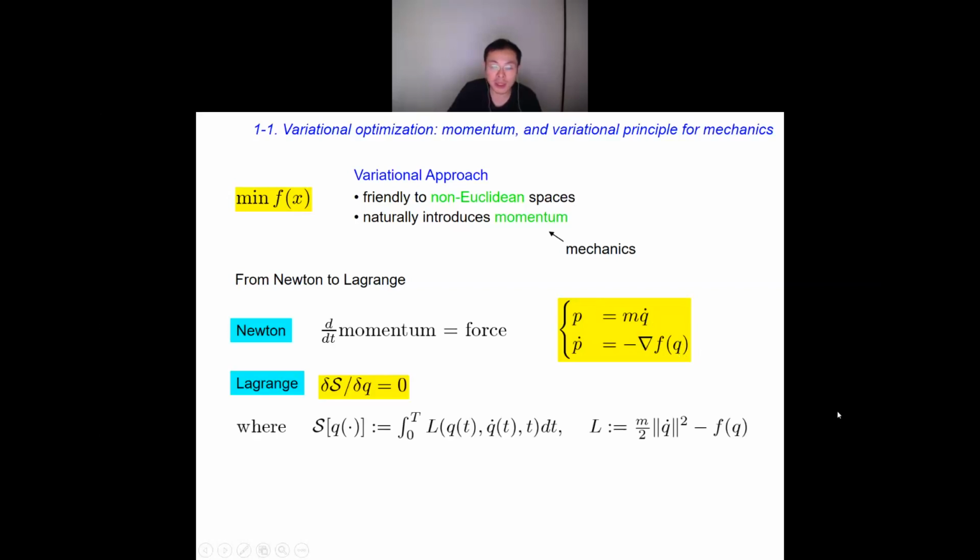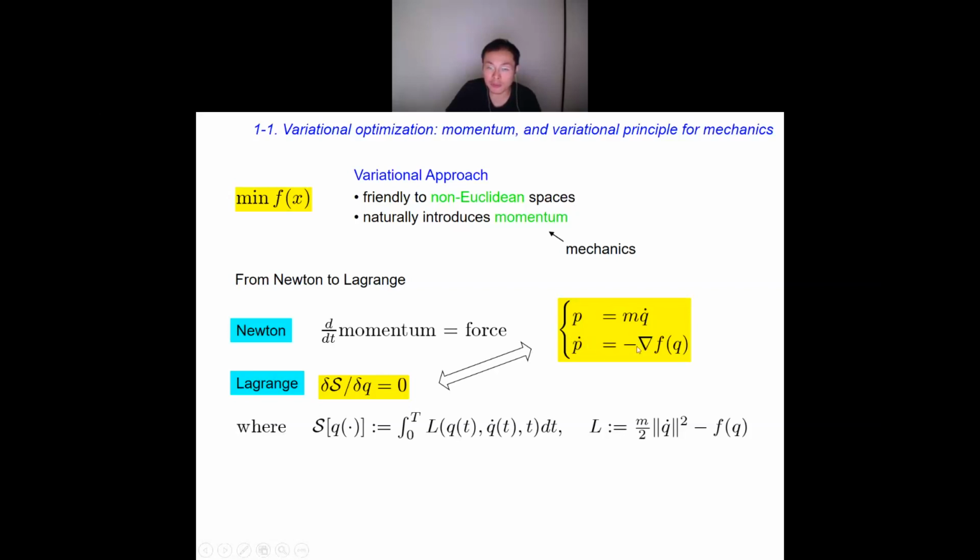And then Lagrange came along. Lagrange said, okay, you can also define a variational principle, meaning you first define an action function. It's a function of a function. So Q is a function of time, so Q is a trajectory. And then you can define S as a function of the trajectory by simply integrating something called a Lagrangian evaluated along the trajectory. If you let the Lagrangian be kinetic energy minus potential energy, you create this action functional and look for its critical point. So you solve this variational principle, and then you get exactly Newton's equation.